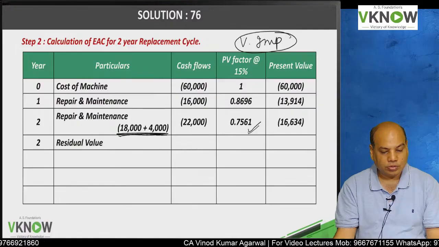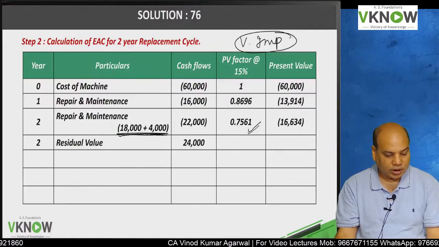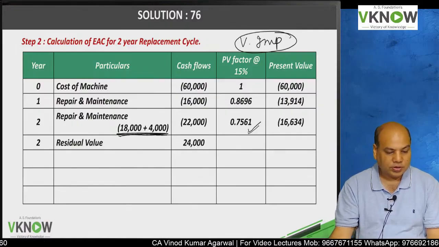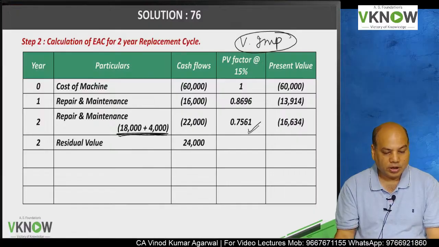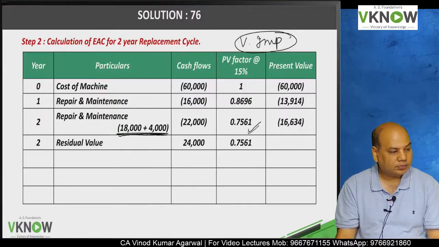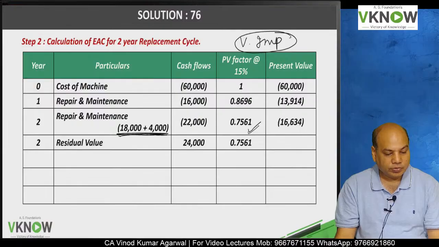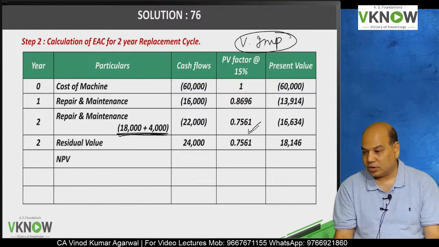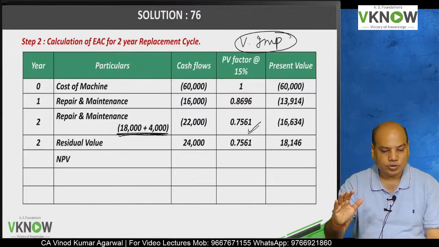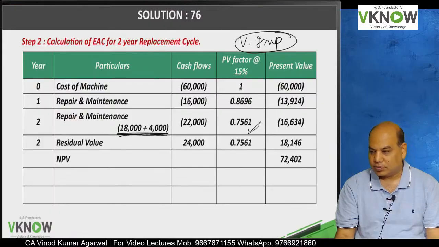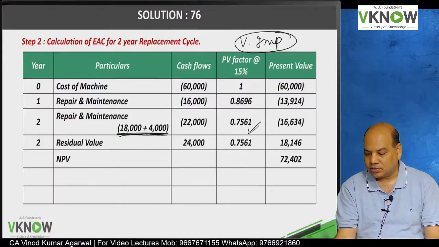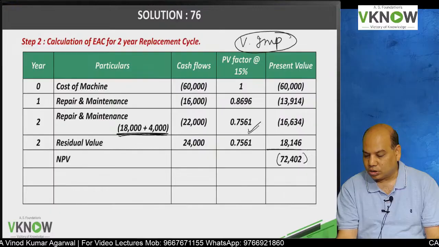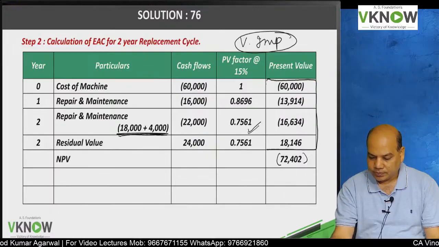Residual value year 2. I have asked you to write these numbers. It was not properly appearing in the booklet. There was some printing error. Present value 18,146. The answer should flow smoothly without effort. It should be an effortless task. Take the total of these first 4 numbers.